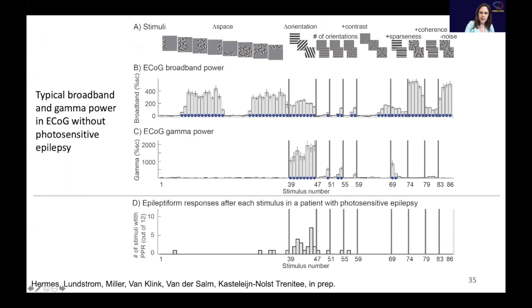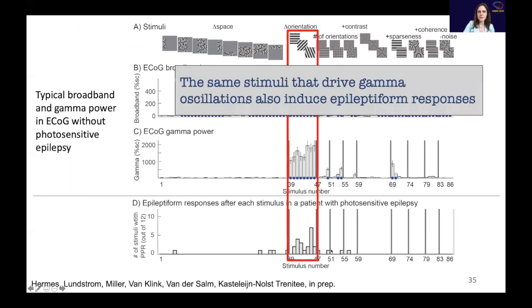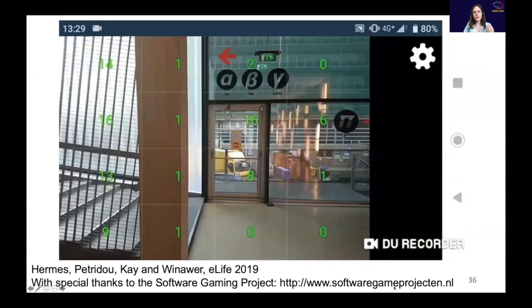And now we counted the number of epileptiform responses after each stimulus. And we see that it is the same stimuli that drive gamma oscillations that also induce epileptiform responses. It's the exact same set. And in other cases, they're only rarely observed. And this actually indicates that we can now use this model that we developed to predict gamma oscillations to also potentially predict how provocative certain visual input is in photosensitive epilepsy.